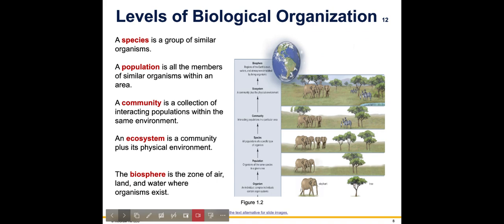Any big part of our planet that has a similar ecosystem, we may even call it a biome, something like a desert or a tundra. And then last but not least is our biosphere. That's all the air, water, and land where living things can be found.